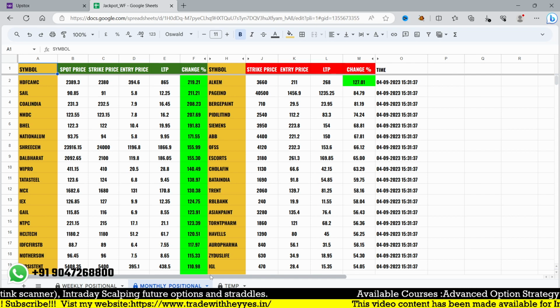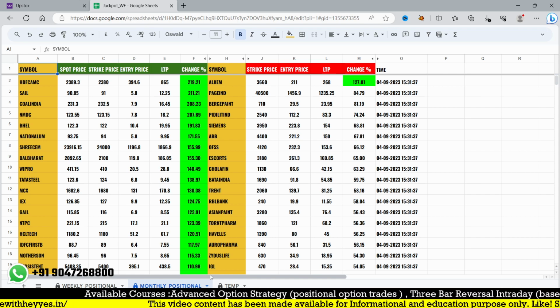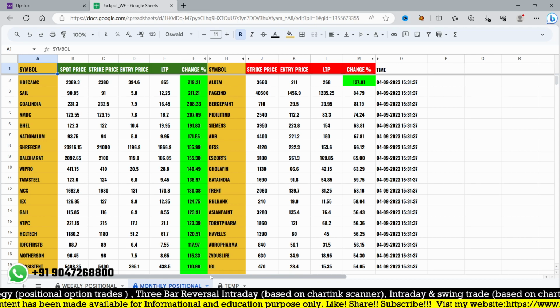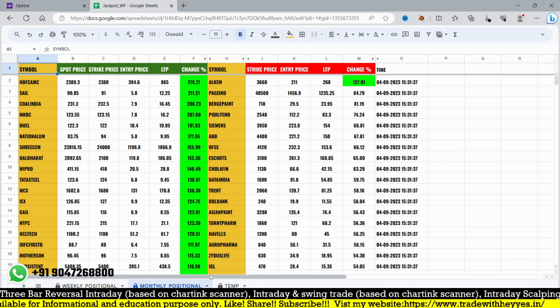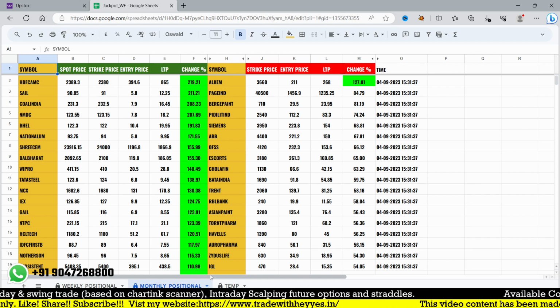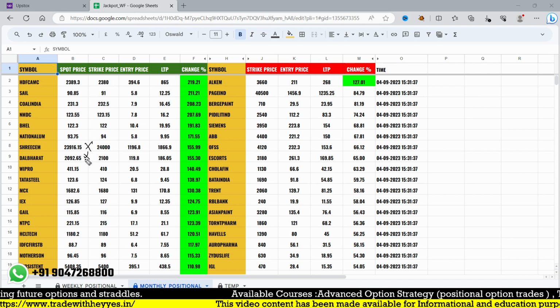The entry which triggers on Friday is based on the monthly positional, where we are looking for a trade on a monthly basis. National Aluminium also triggers our target. Sri Sims and Dalmia Bharat are illiquid ones, so maybe the premiums are not traded well, so we are simply ignoring those stocks.